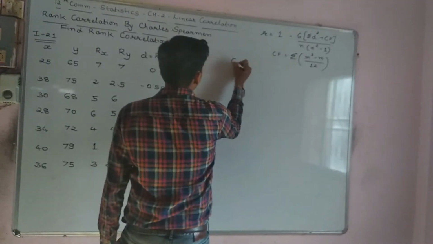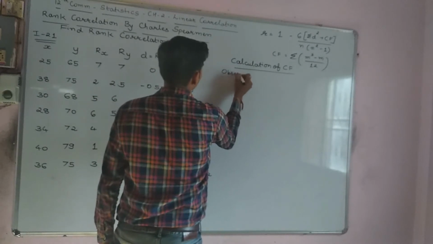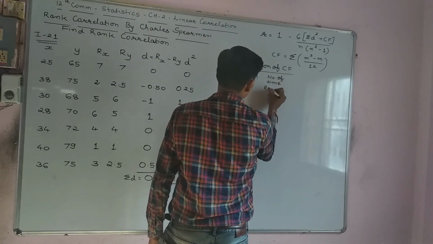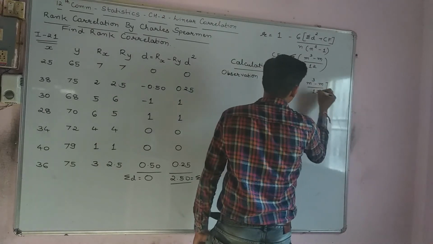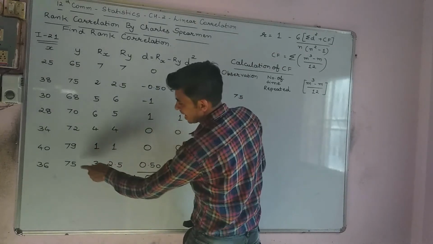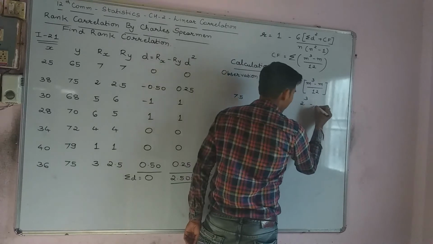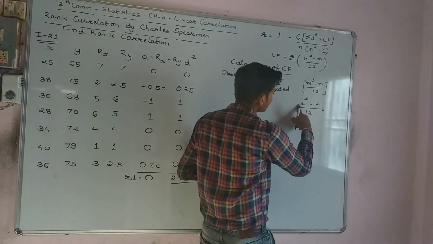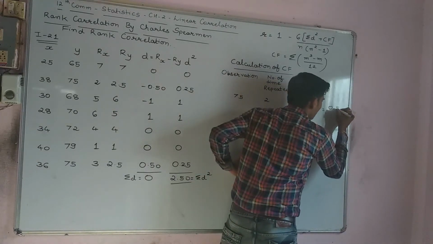Now see, calculation of CF. Observation, number of times repeated, and then m cube minus m divided by 12. Now which observation was repeated? 75. So 75. Number of times 1 and 2. So it is 2. Now here m is equal to 2. So what we will do? 2 cube minus 2 divided by 12. Now see, 2 cube means 8. 8 minus 2, 6. So numerator is 6. 6 divided by 12. So I can say it is 0.50.